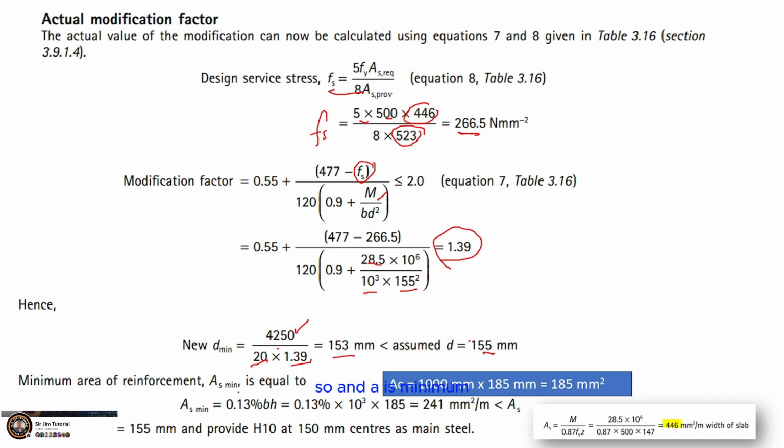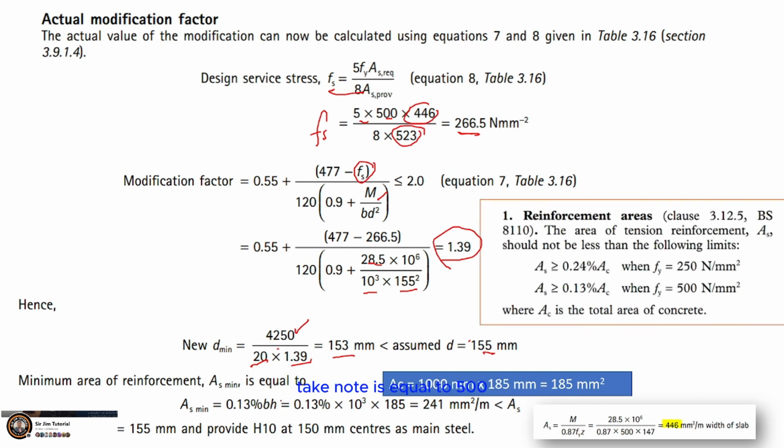So for the As minimum, since we are using Fy equal to 500, take note, we use 0.13 percent. So since our Fy is 500, then we use this formula. Again, Ac is just base times thickness. So is that 185? This is the minimum area of reinforcement, which is less than our As, because our As actually is 446. The minimum is still 441, so that's fine.